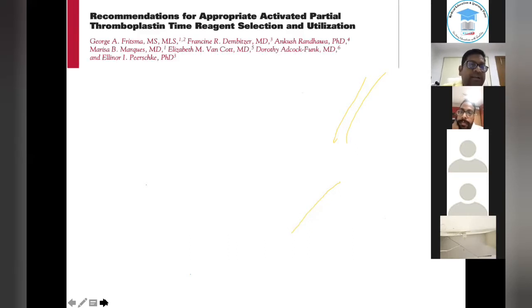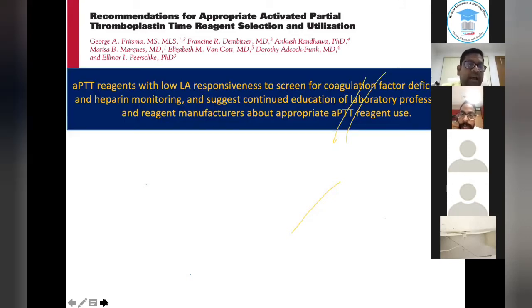So what is important here is that we have different kinds of APTT reagent. We must be aware whether we are dealing with a lupus sensitive or lupus insensitive reagent. The recommendation is that an APTT reagent with low lupus anticoagulant responsiveness should be used to screen for coagulation factor deficiency and heparin monitoring. That requires continued education because many laboratory persons are not aware of these things.